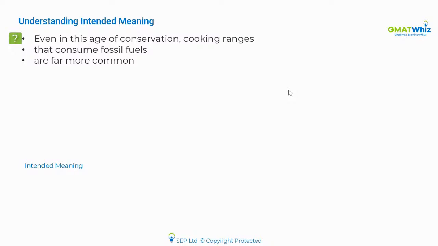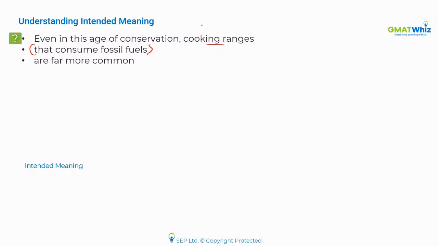Now that even tells us that the author is trying to tell us something that is not really expected. So even in this age of conservation, something is happening which the author does not expect to happen. All right. So with that understanding, I'm going to move forward. Cooking ranges that consume fossil fuels. So for short, that consume fossil fuels here is modifying cooking ranges. All right. It's a relative pronoun clause, modifying cooking ranges.